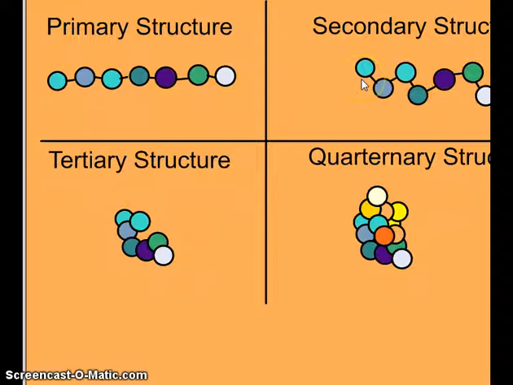Then what we get is, due to interactions between R groups and hydrogen bonding and polarity and all that stuff, you get a certain folding going on due to the interactions, and that's called our secondary structure. Continue to fold up into more of a three-dimensional shape, which is going to be our tertiary structure, and finally our most complex protein shape is going to be our quaternary structure.